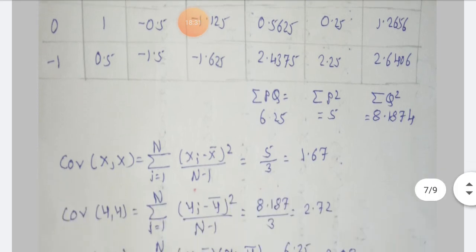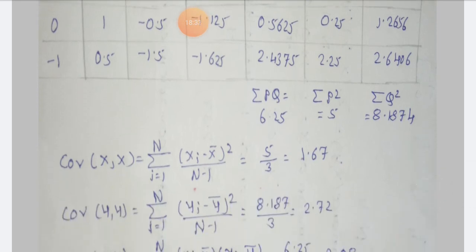Now similarly find out the covariance of y with y. The equation is summation i equal to 1 to n (yi minus y bar) squared divided by n minus 1. I have already the value for (yi minus y bar) squared, it's 8.187. Divided by 3, I am getting 2.72.